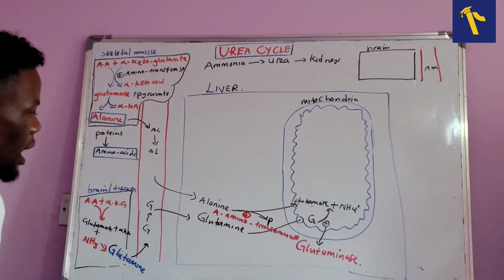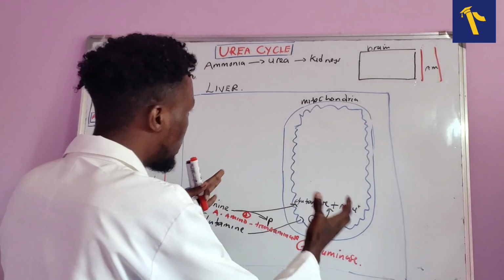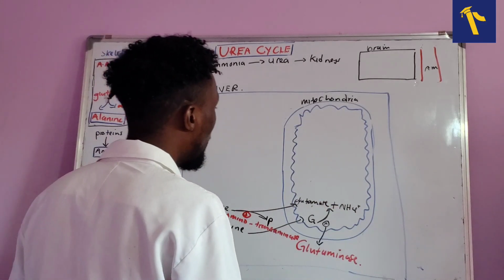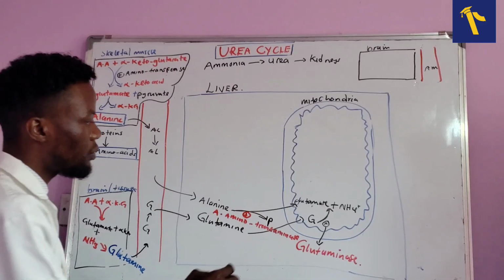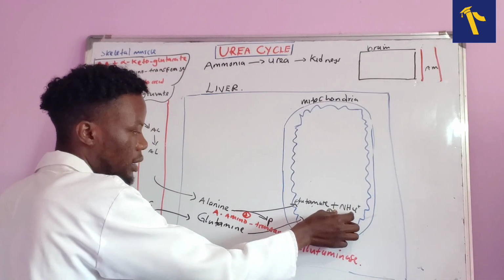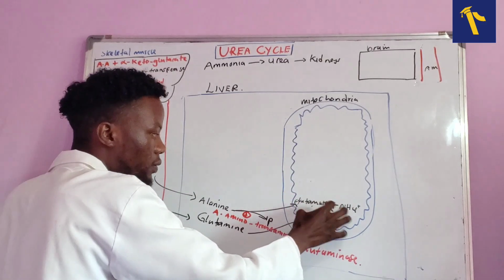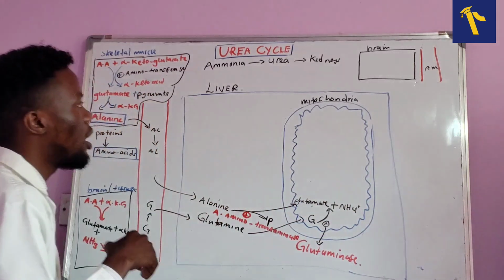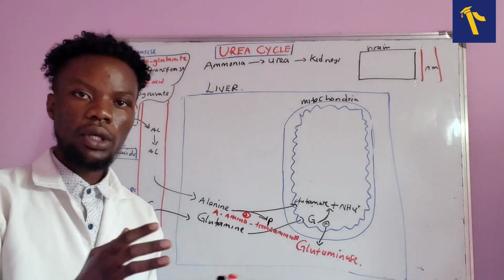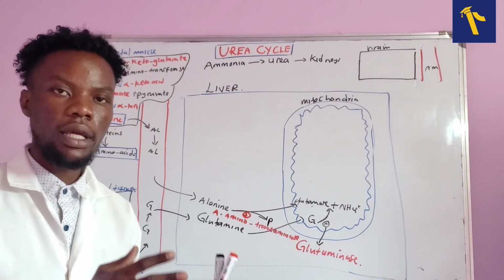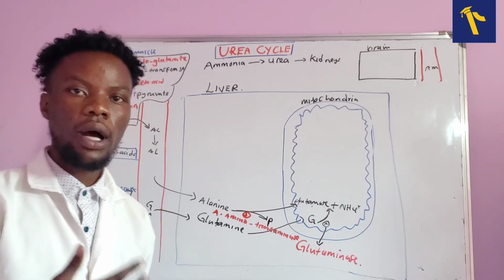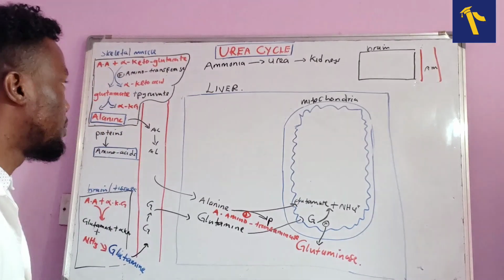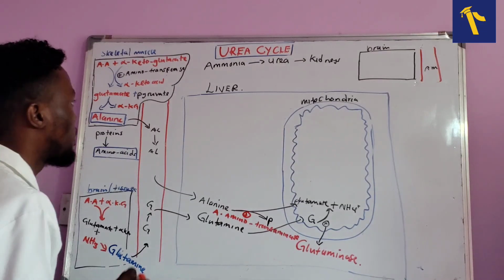Okay. Now, since we've started the urea cycle, we need to understand something, because the urea cycle has to start with ammonia. Before you go to this urea cycle, we need to understand that the urea cycle is going to have two important parts: the processes that will happen in the mitochondria and the processes that will happen in the cytoplasm. So now let us write something about that.